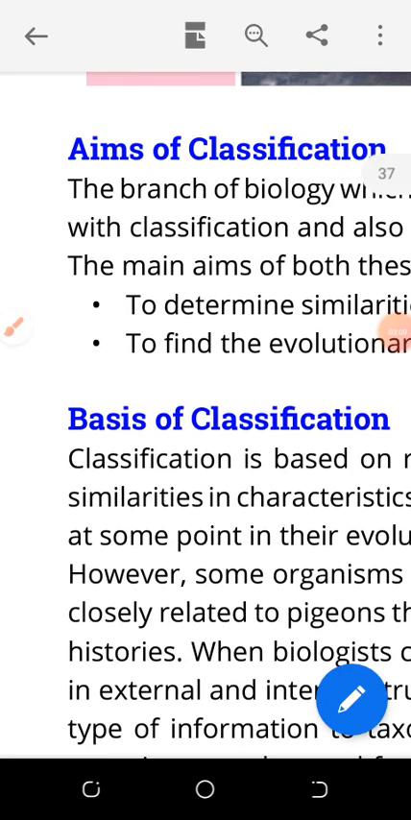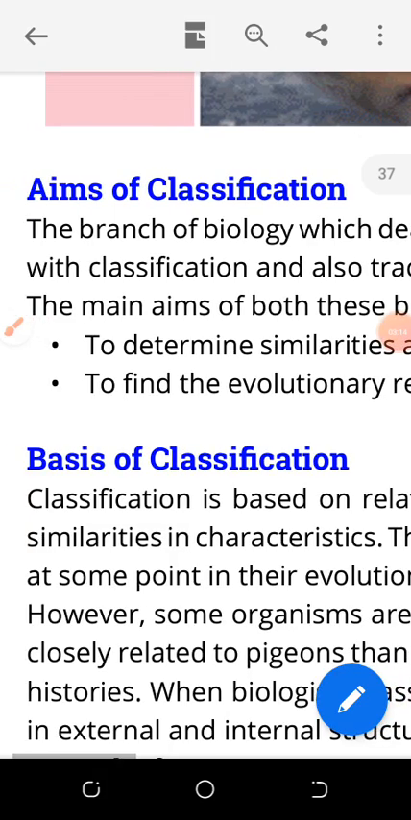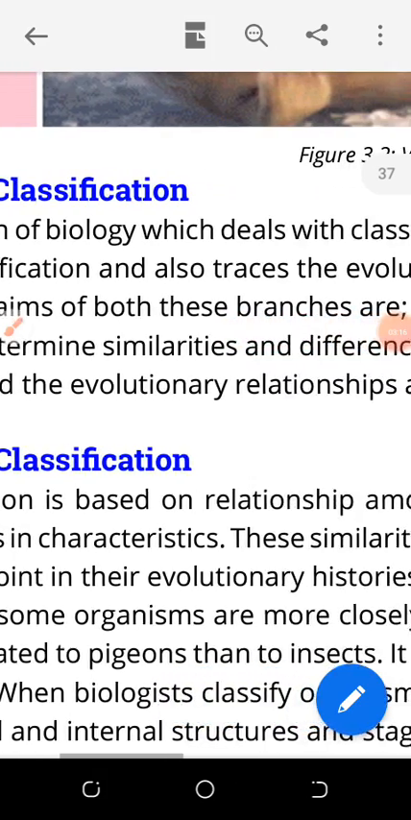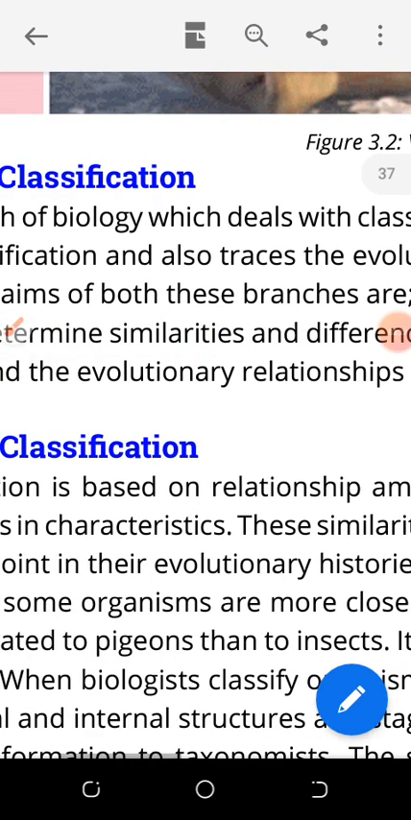So what is the basis of the classification? What is the aim of classification? What is the objective of the classification? You are able to study the differences and the similarities between the organisms, between the living things, between the plants, and you are able to study them properly. Similarly, you study how they evolved.